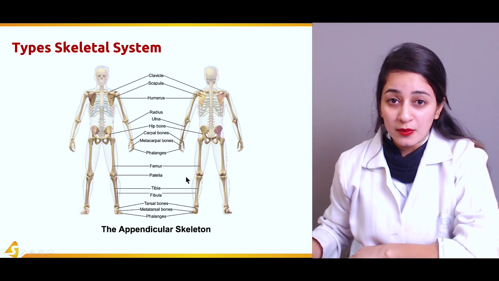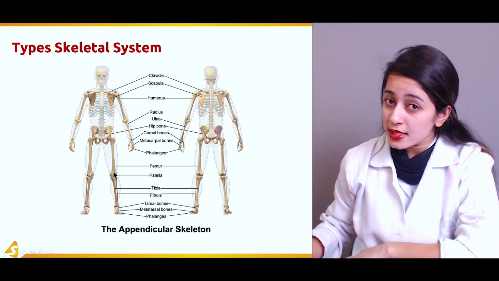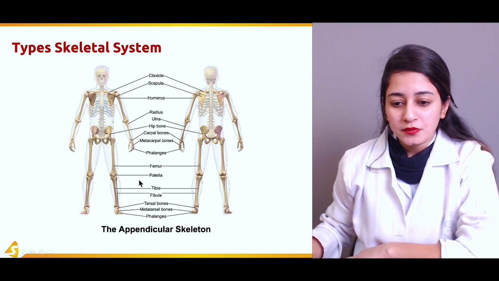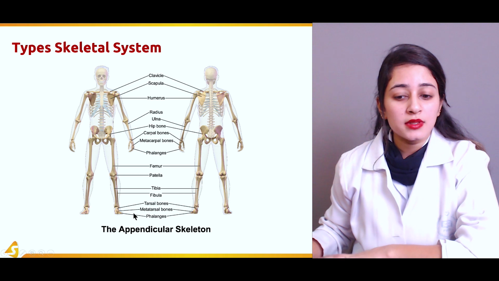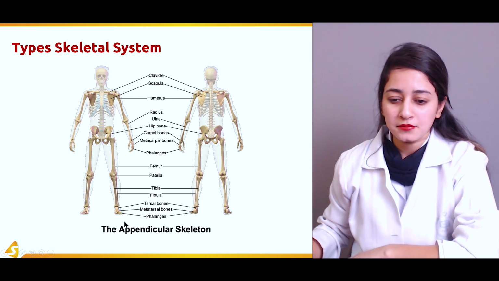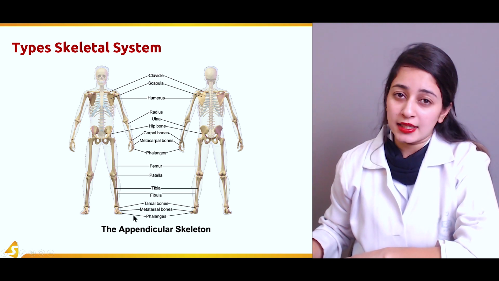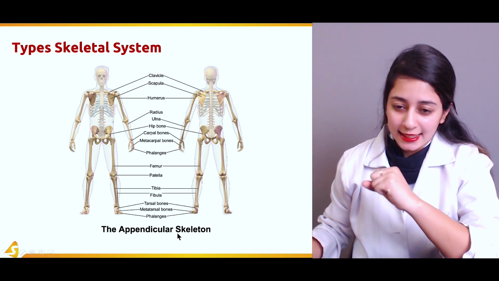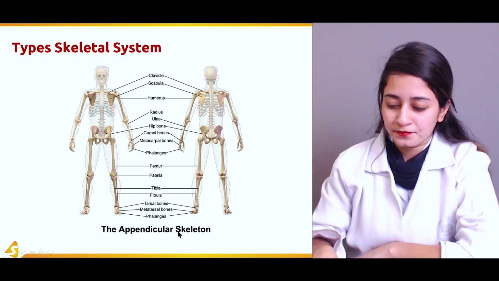We have the femur bone, which is the leg bone. It's the longest bone. Then we have the patella, which forms the knee joint. Then we have the tibia, fibula, tarsal bones, metatarsal bones, and phalanges of the foot. Phalanges of the hand and feet are the same. So it's the appendicular skeleton that forms the pectoral girdle and the pelvic girdle of your skeleton. Okay, is it clear? Okay, move ahead.